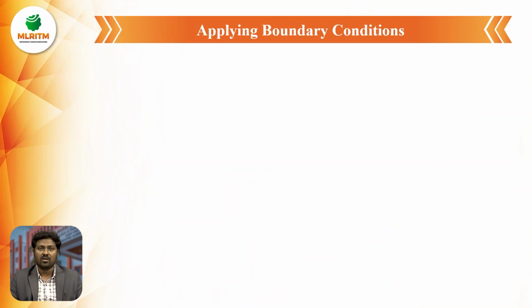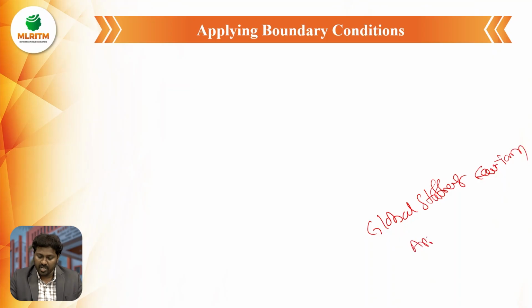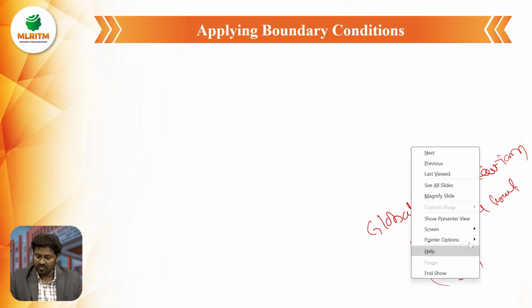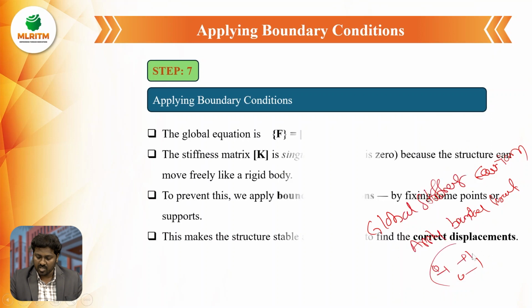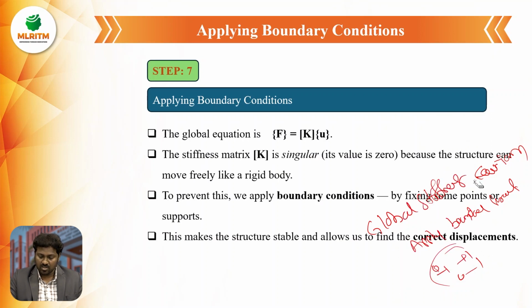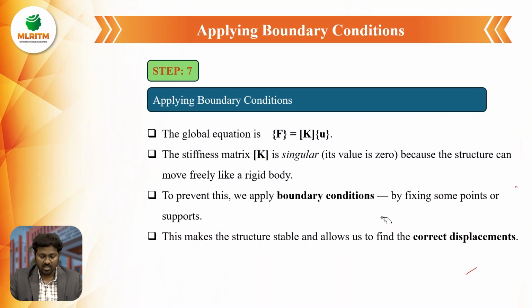Next, after writing the global stiffness equation, apply boundary conditions, as per fixed 0 to 1, or -1 to +1, or 0 to 1. We can use these for boundary conditions here. So this is the equation for the global equations, where K is the stiffness matrix, and boundary conditions fix some points based on the support conditions.